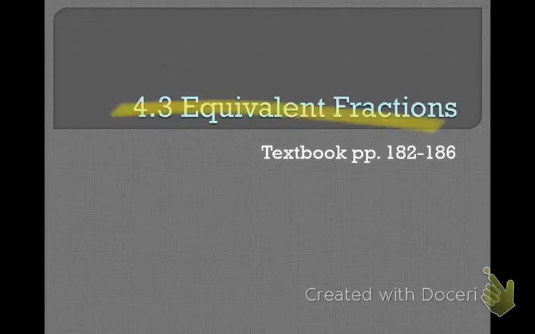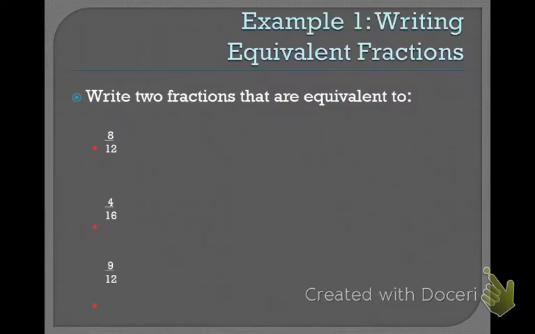So today we're in 4.3, equivalent fractions, forming equivalent fractions, looking at equivalent fractions to see if they truly are equivalent. Lots of different perspectives we're taking today. The first thing we're going to do, and you're going to see this in your homework tonight, you would see this type of format on a quiz and a test too, but it says to write two fractions that are equivalent to the fraction 8/12.